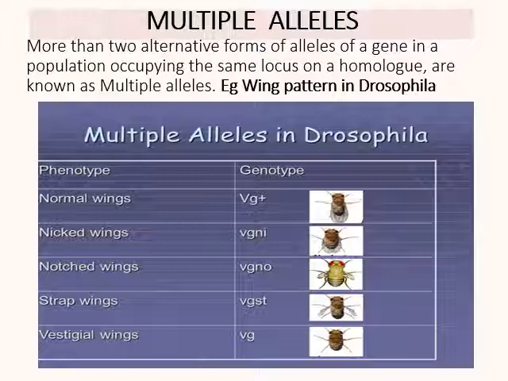Another example of multiple alleles is blood group. In blood group we can see incomplete dominance, codominance and dominance. So another example of multiple alleles is blood group.